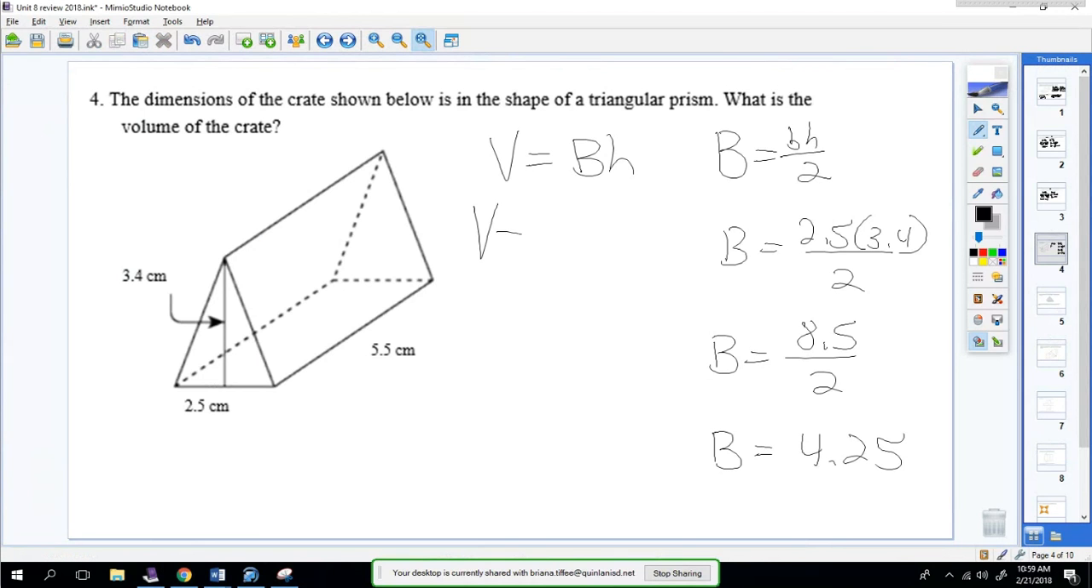So you're going to say V is equal to 4.25 times the height of this prism, which is 5.5. So you're going to do 4.25 times 5.5, which is 23.375. That's your volume of the crate.